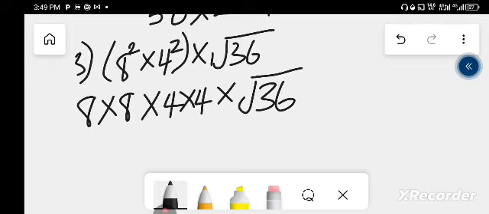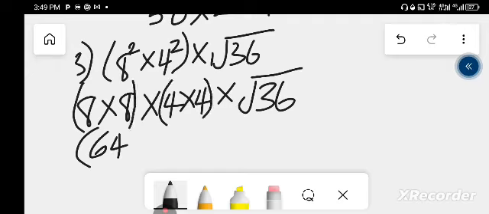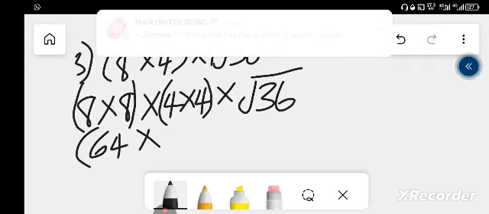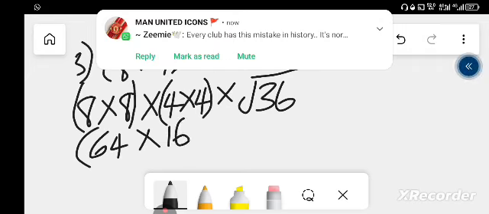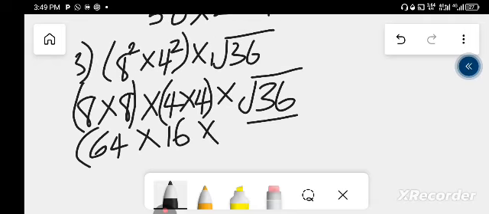8 times 8, that gives us 64. Remember, still in bracket. Don't let us forget, you're still in bracket. So 8 times 8 is 64, then multiply by 4 times 4. That gives us 16. So multiply by the square root of 36.